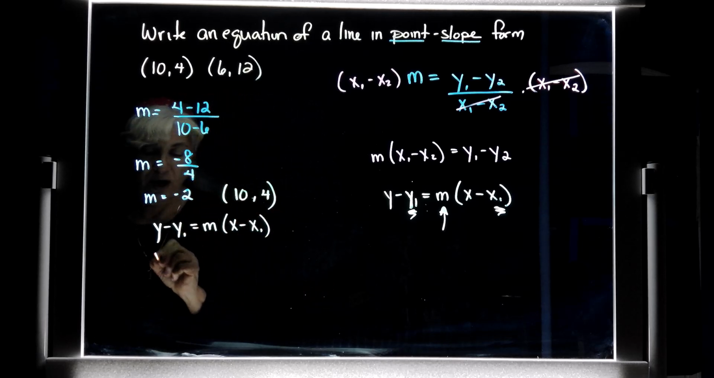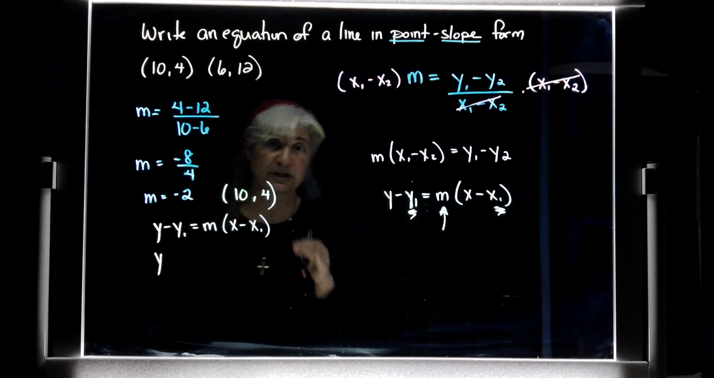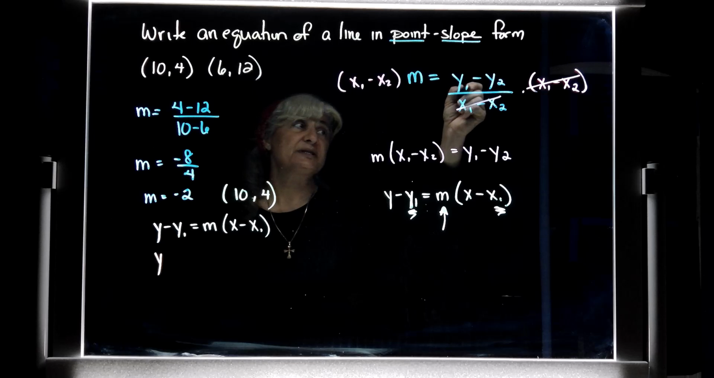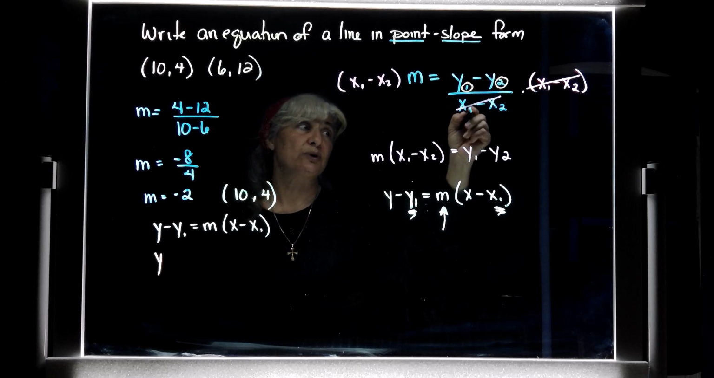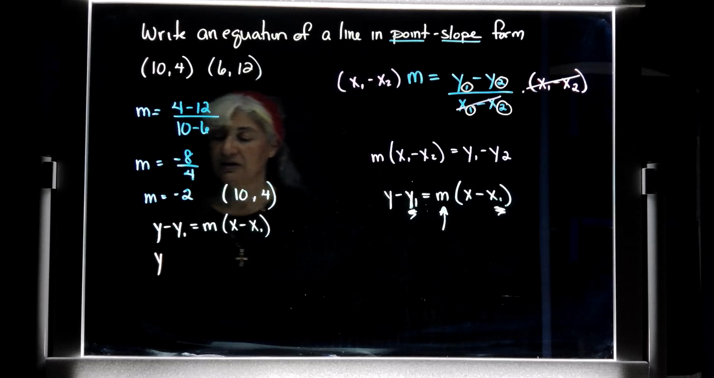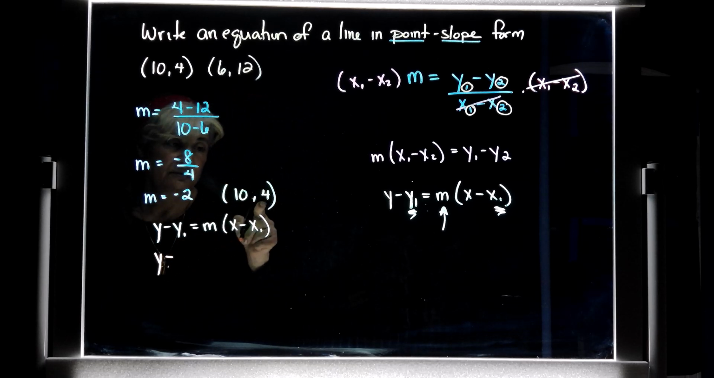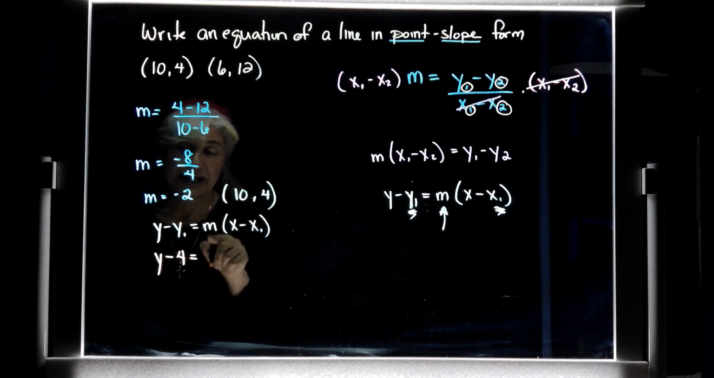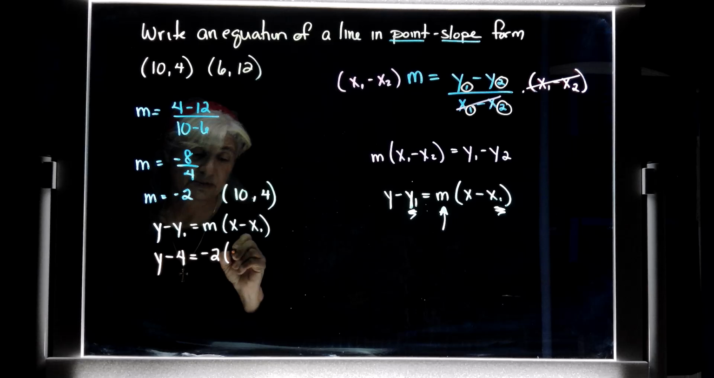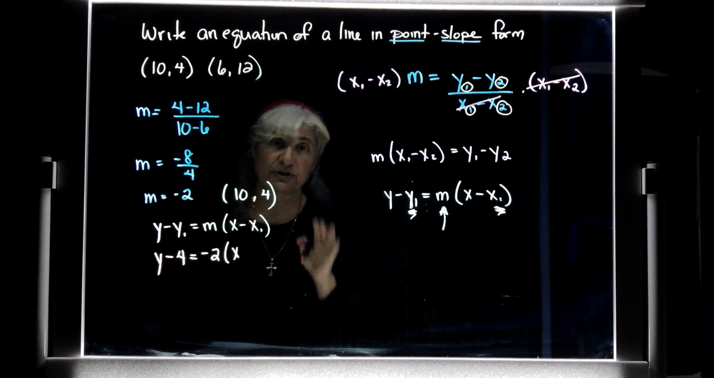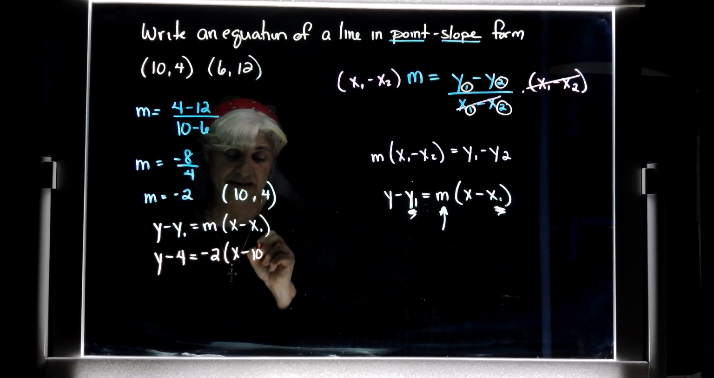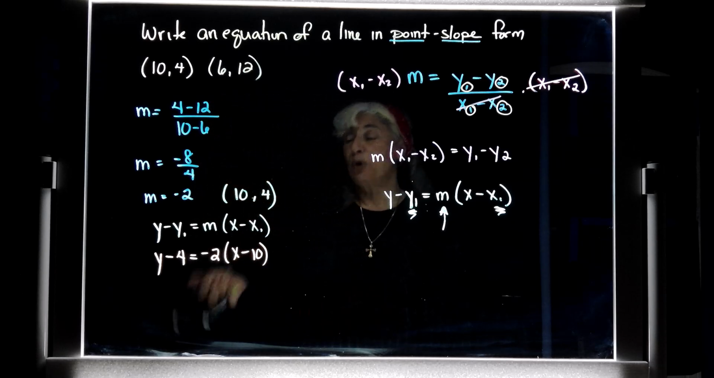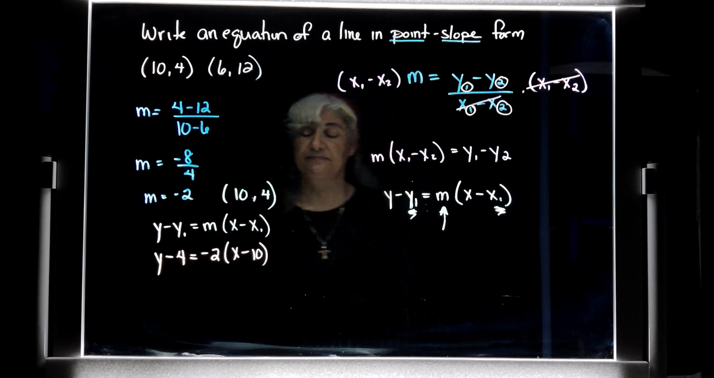Here we go. Y, because it doesn't have a subscript, it remains a y. The subscript tells me which y's you're working with or which x's you're working with. Minus y1, well, I'm going to use this y value, that's why I wrote the point down, m times x, no subscript, it stays an x, minus x1, which in this case is 10. That is the point-slope form.